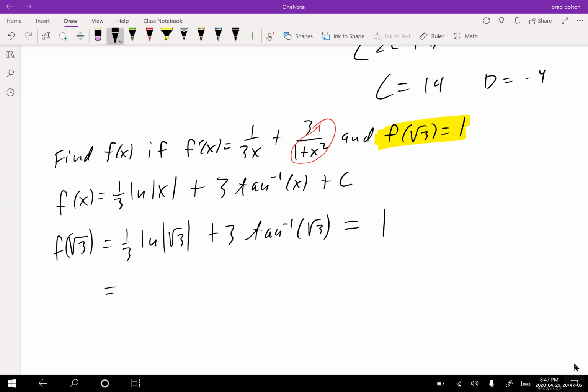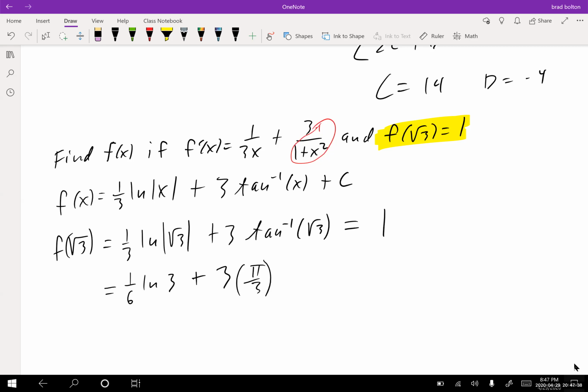I could clean this up a little. I could take the 1/2 power and this would become 1/6 ln of 3, right? Because this is technically 3 to the 1/2. I could move the 1/2 to the front because of properties of logarithms. Let's say plus 3 times, now you have to think what angle would give you the ratio of square root 3 for the tangent. Okay, square root 3 for tangent. I believe that is pi thirds. So we would have pi over 3. You could do your unit circle to figure that out. And then that has to be 1.